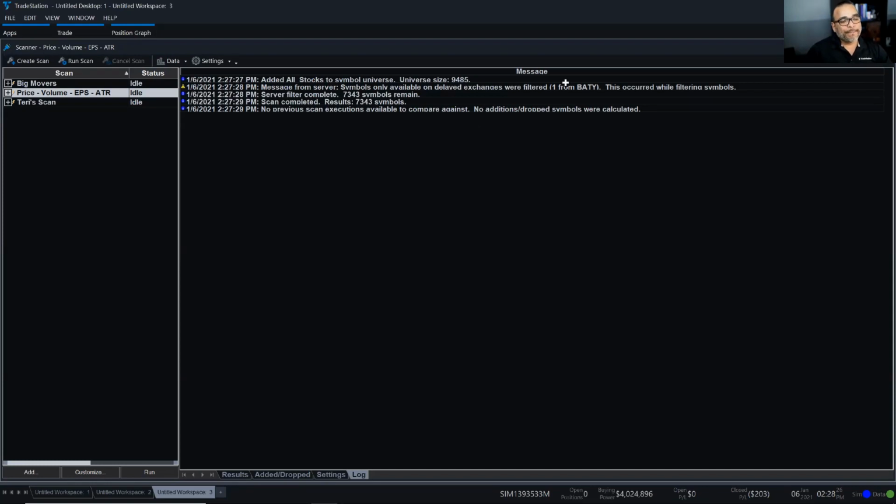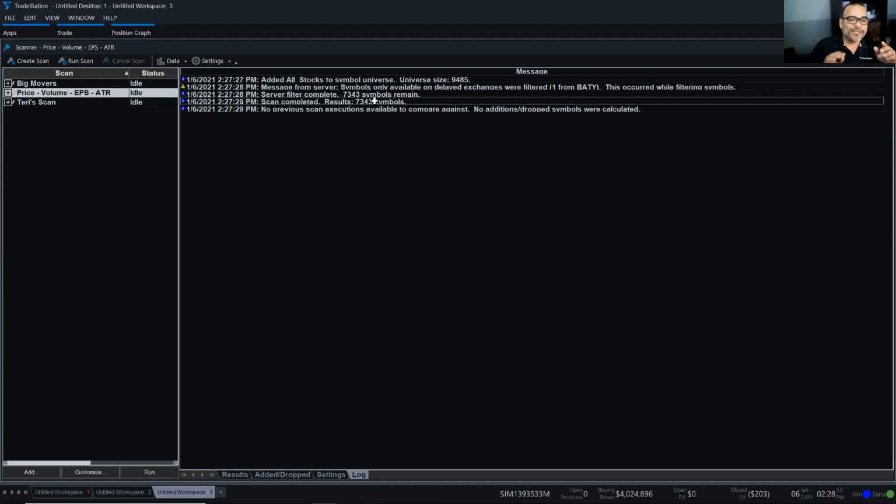So notice here, the universe size is 9,485. And just using my price filter, where I said that I wanted stocks from 5 to 100, 7,343 symbols remain. With just one filter, I was able to knock out over 2,000 symbols. That's pretty impressive, right? Just by one filter.